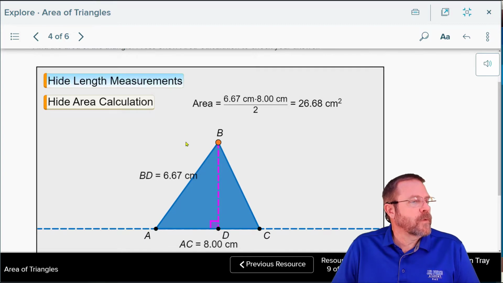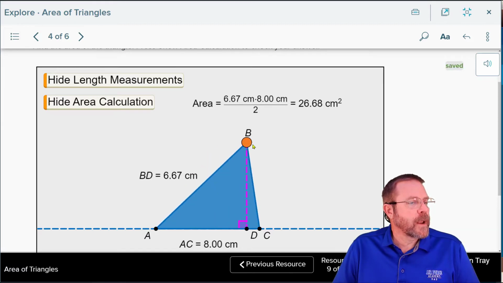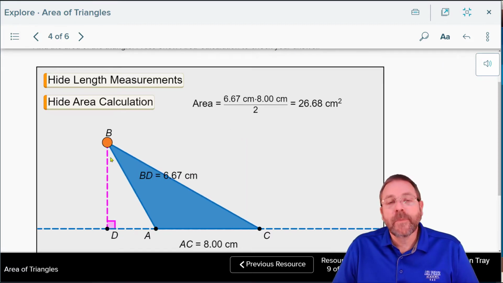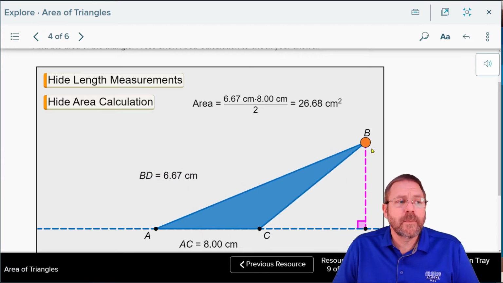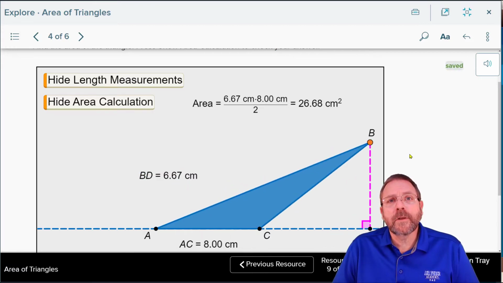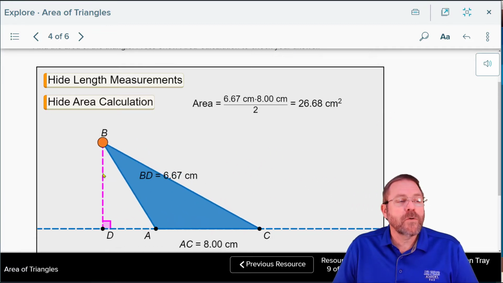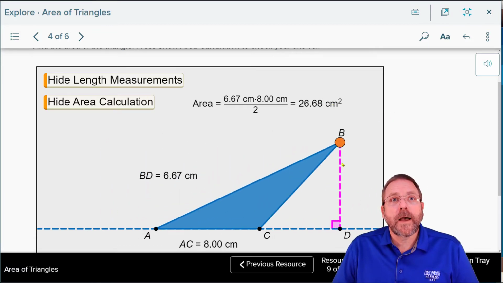Now you can see we've got our measurements here of the height and the base, and it doesn't matter how I slide this thing, the height and the base remain the same. So even though I'm way over here, my height is still going to be 6.67 centimeters, and this can make the area be the same. It doesn't matter how your triangles are laid out, the height is always going to be the perpendicular distance from the base to the opposite vertex.